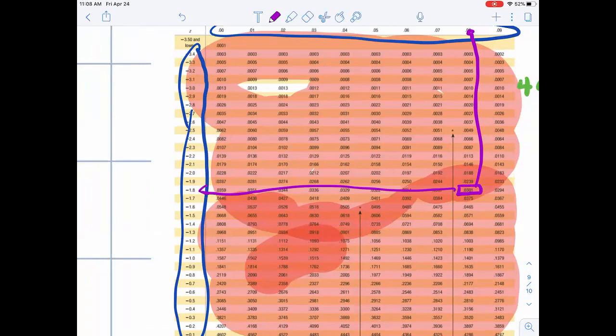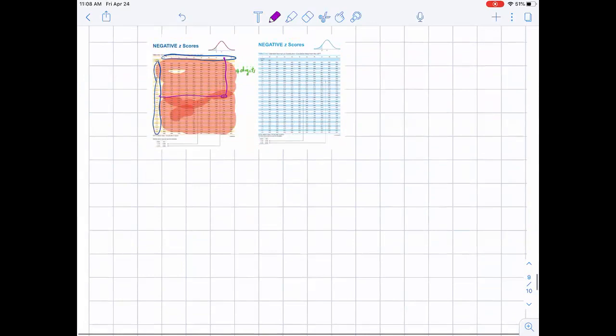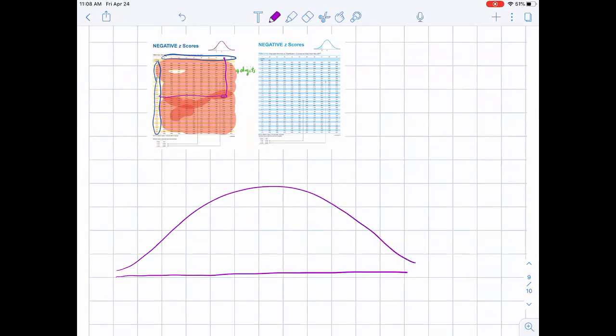What is the Z value that matches that value? Negative 1.88? Yes. The Z value that gives you 0.0301 is negative 1.88. Do you agree? Good. So it means we have made big progress now. It means that for 3%, this value here has to be Z equal negative 1.88.